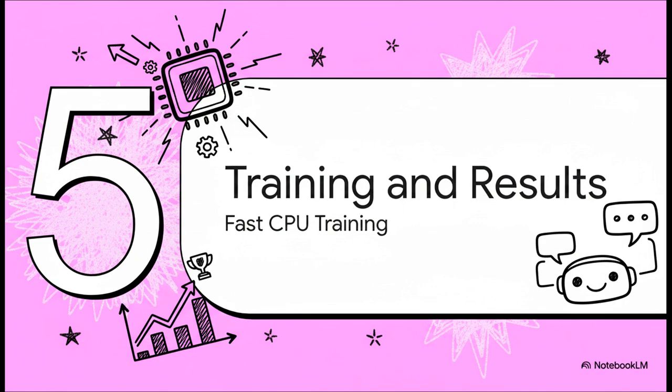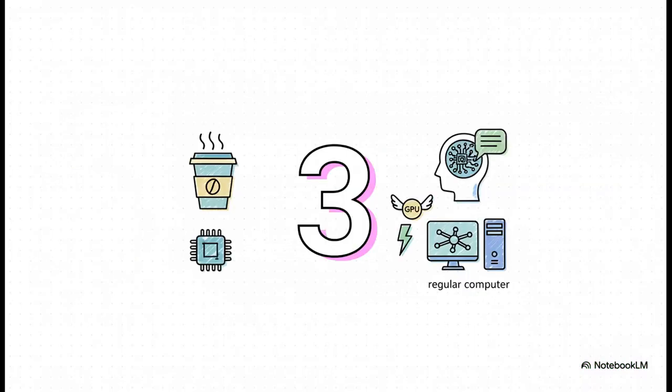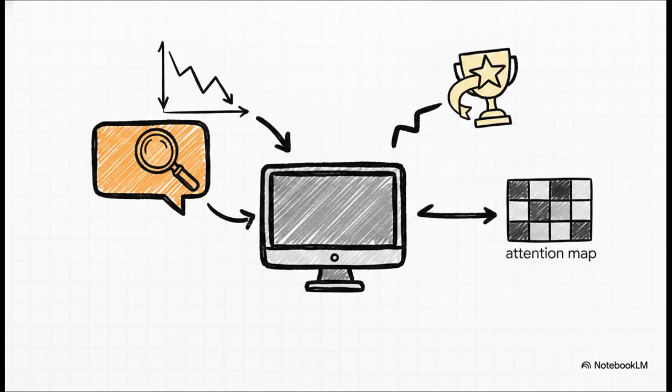Section 5. Training and results. Fast CPU training. Get ready for this. 3 to 6. That is literally how many minutes it takes to train this model on a standard CPU. We're not talking days, we're not talking weeks on some massive server farm. 3 to 6 minutes on a regular computer. And hey, if you have a GPU, it takes under a minute. This is incredibly empowering. It means the fundamental mechanics of conversational AI, the exact same mechanics driving those massive bots we use every single day, can be compiled and run while you go grab a cup of coffee. Let's see how this builds out when your 3 to 6 minutes are up.